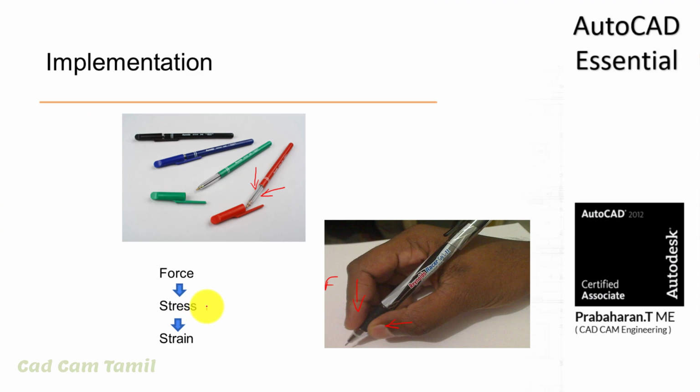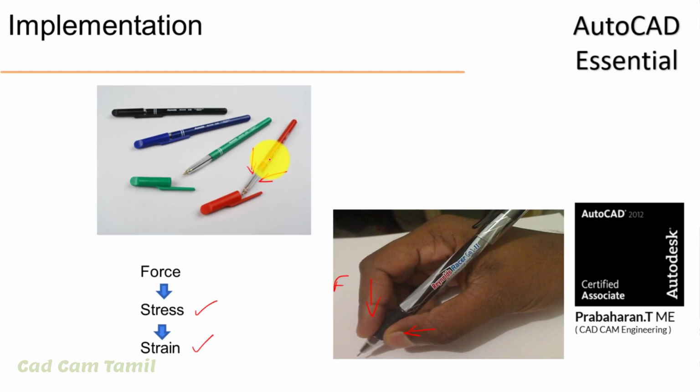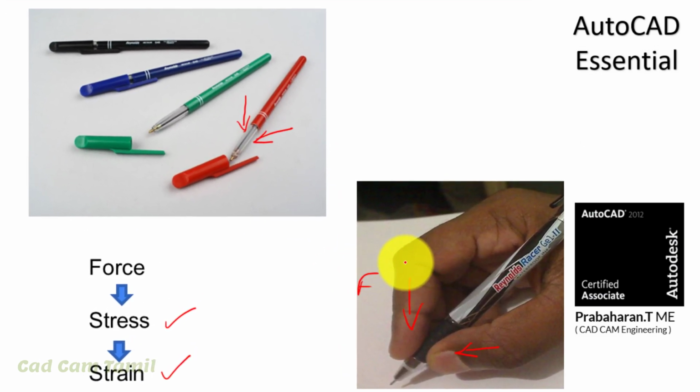Due to force, stress will be created, so strain will be created. The stress is the internal resistance created by the body. So what happens when you use this normal pen? The stress will accumulate on the joints. It will not be relieved through the pen. That is why when you use this normal pen, you will get pain on the fingers.